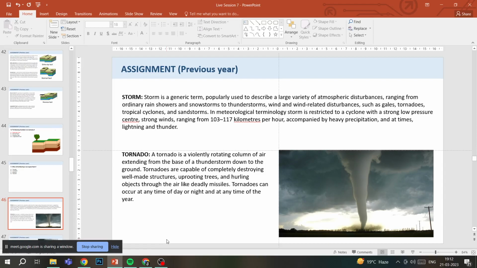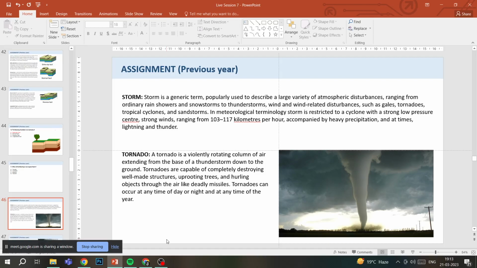In meteorological terms, a storm is restricted to a cyclone with a strong low pressure center, strong winds which can range from 103 to 117 km per hour, accompanied by heavy precipitation, at times lightning and thunder.